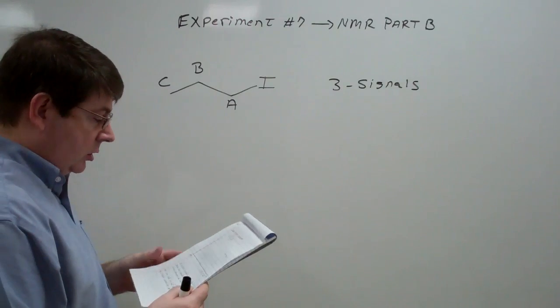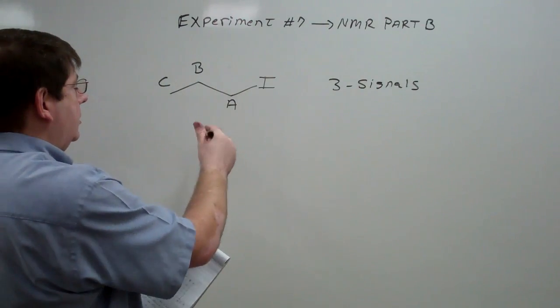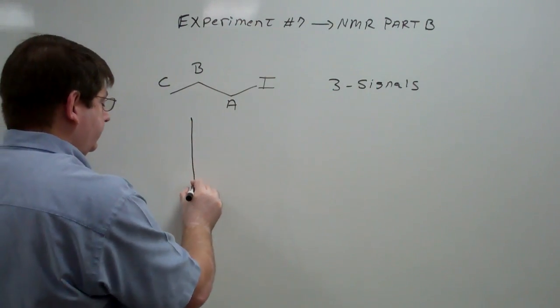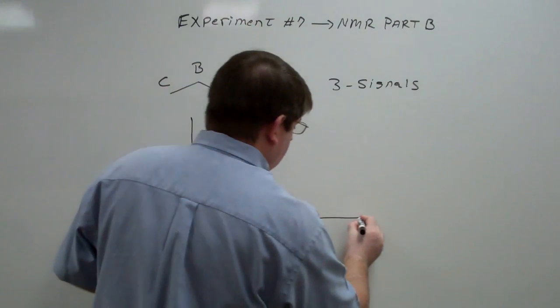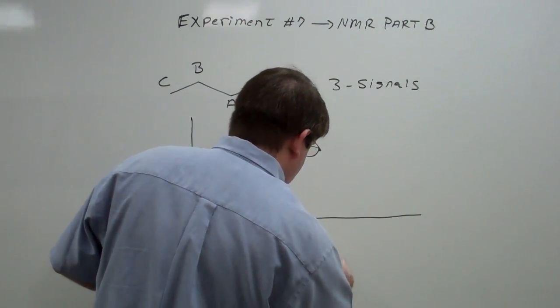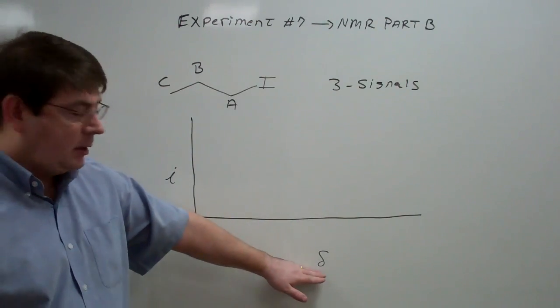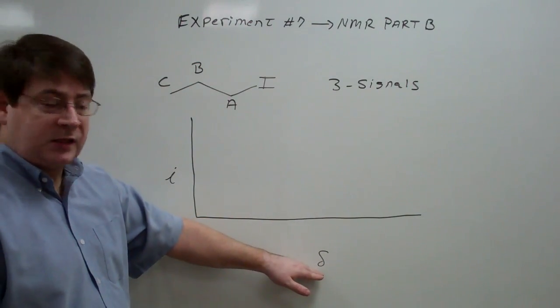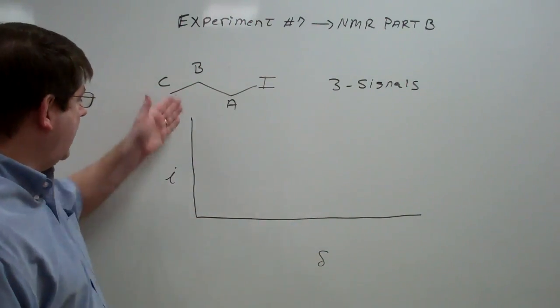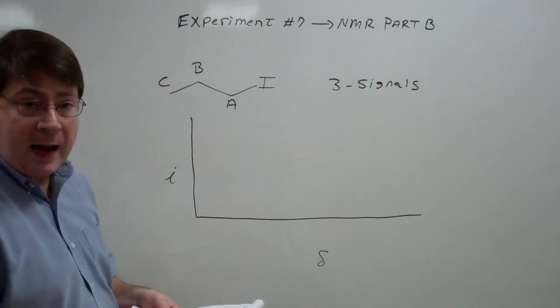They're all unique. Now, if we look at a carbon spectrum, what we'll see, very similar to what we saw for proton, is a parts per million scale or a delta scale here on the x-axis, and we'll have the intensity on the y-axis.